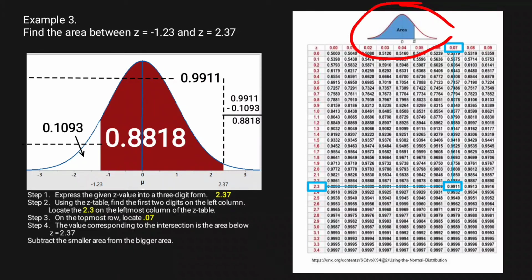Okay, so convert to percent, that is 88.18%. Therefore, the area between z equals negative 1.23 and z equals 2.37 is 0.8818 or 88.18%.